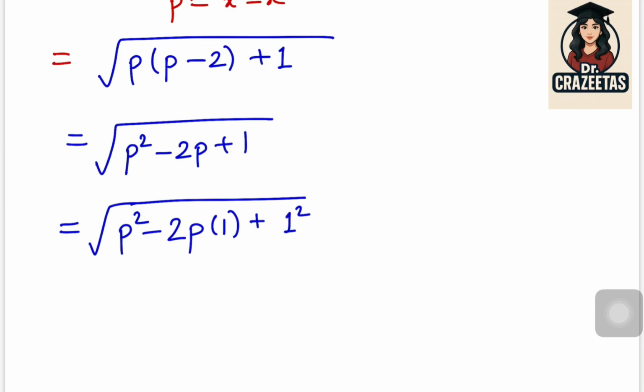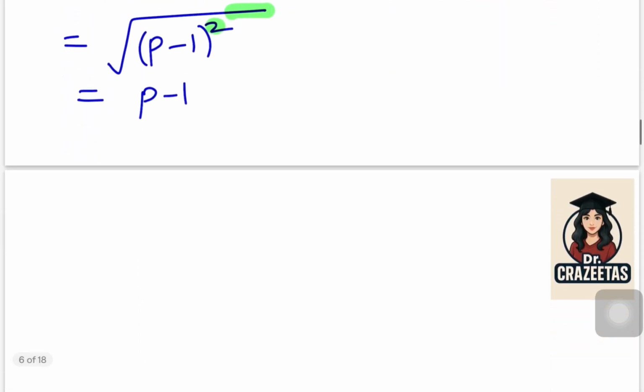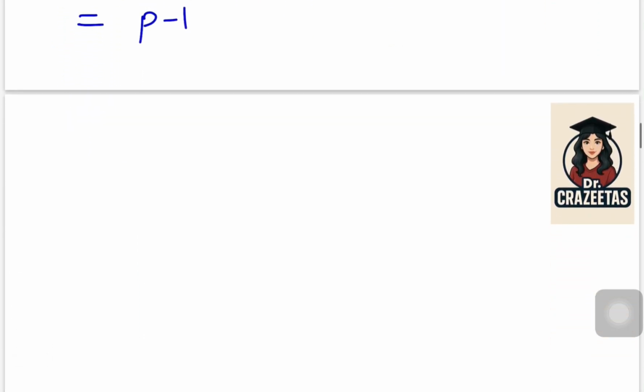So what is the beauty of this step? It is a square minus 2ab plus b square. Actually this is the expansion of (a minus b) whole square. So how can I write that expanded term? We can write it as (p minus 1) whole square. Now we know that square and square root actually cancel out each other. So this will now be p minus 1, a much simplified form.